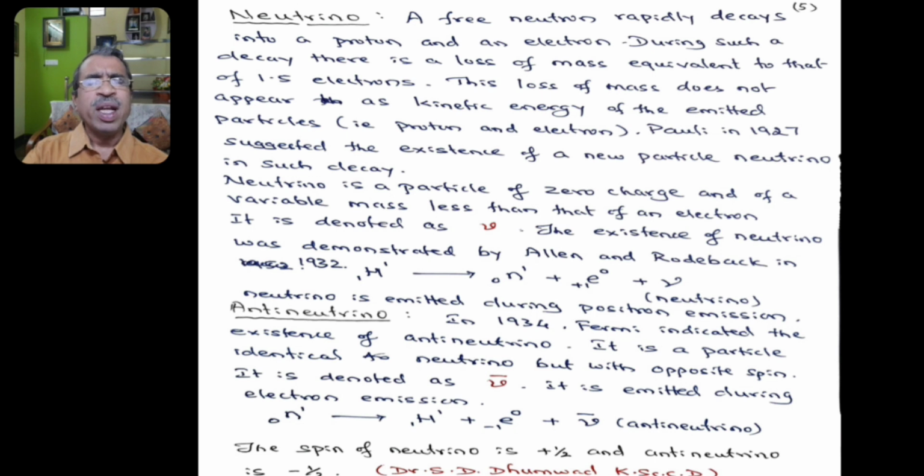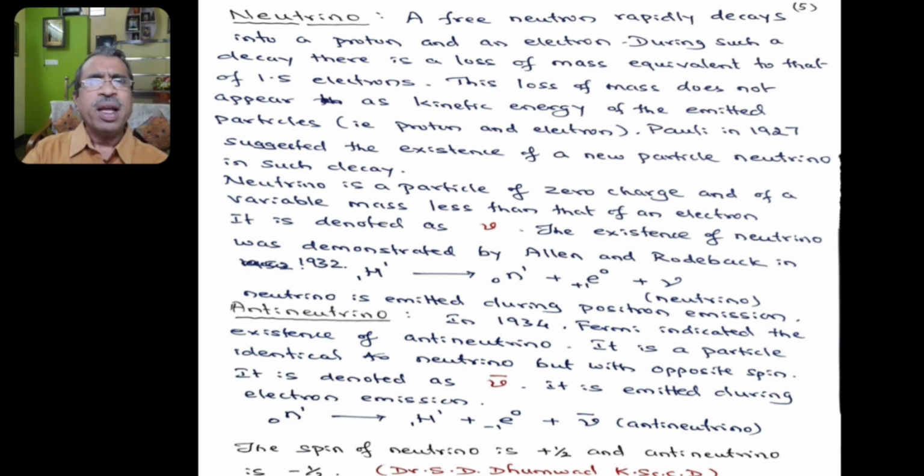Pauli in 1927 suggested the existence of a new particle, the neutrino, in such decay. Neutrino is a particle of zero charge and of a variable mass less than that of an electron. It is denoted as nu. The existence of the neutrino was demonstrated by Allen and Rodeback in 1932.